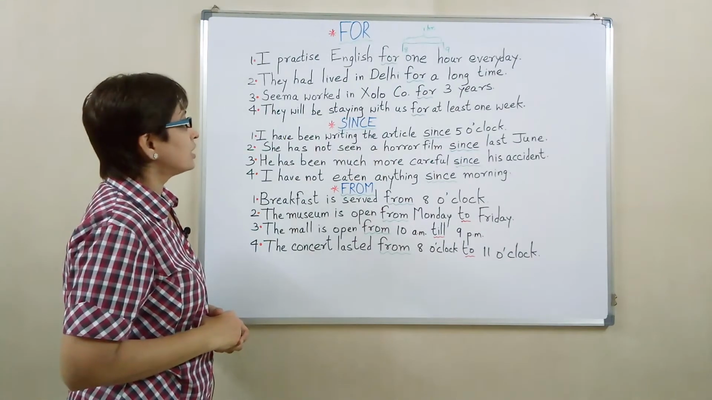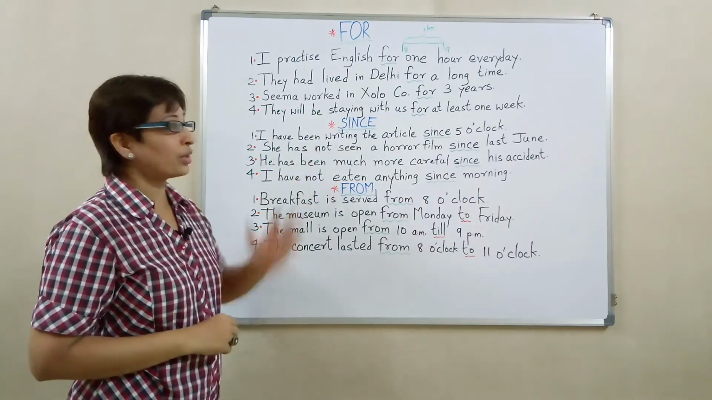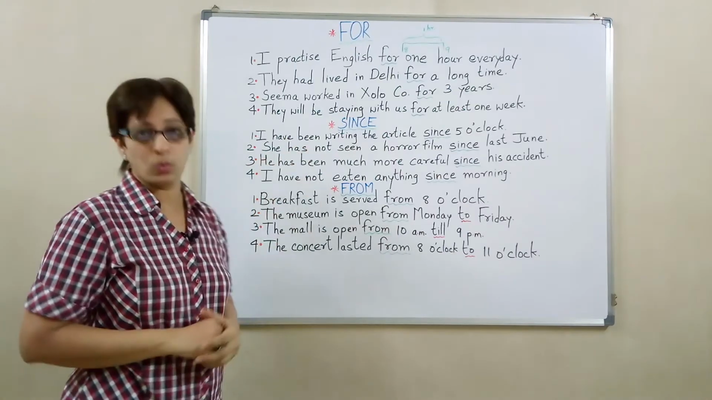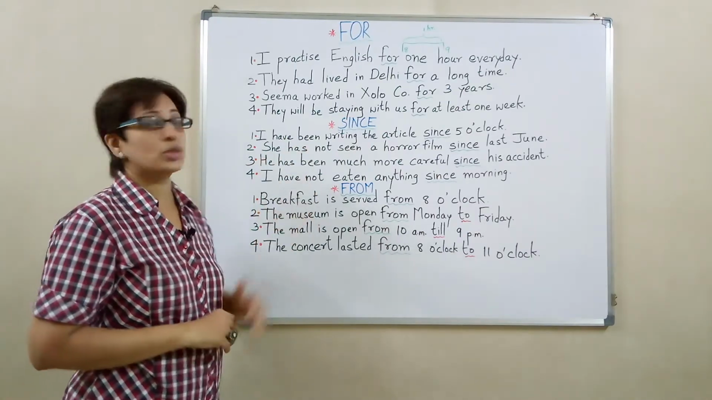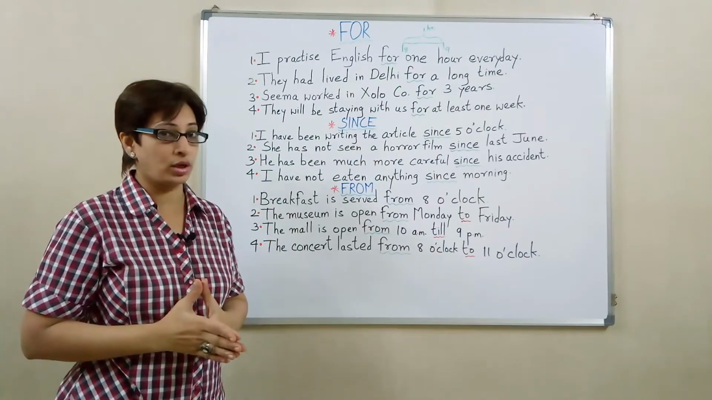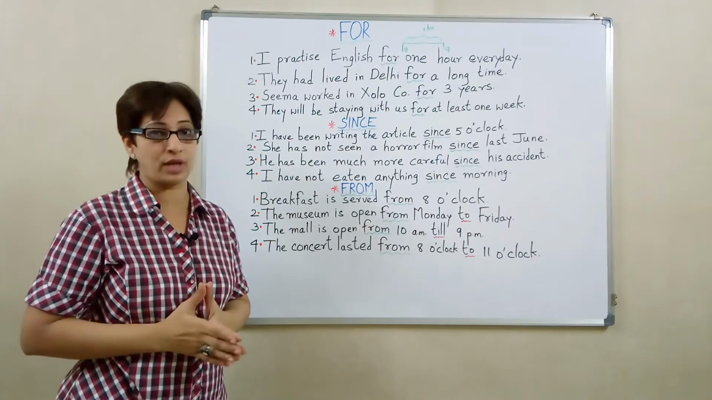Next one, they will be staying with us for at least 1 week. Now here the duration is 1 week. So in this sentence also we are talking about the length of time, and that's why we are using for. So remember, you have to use for when you talk about the duration of time.